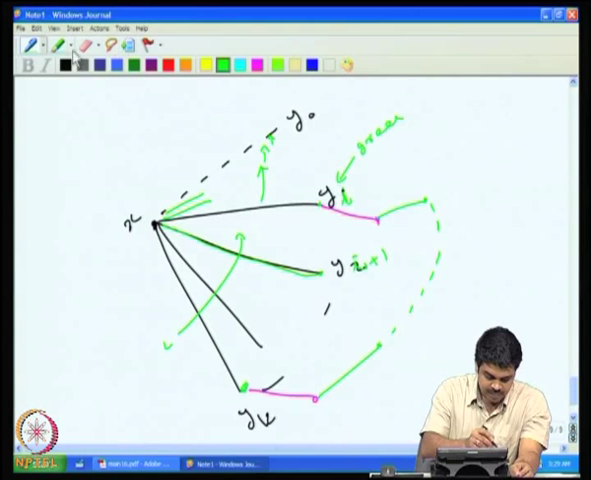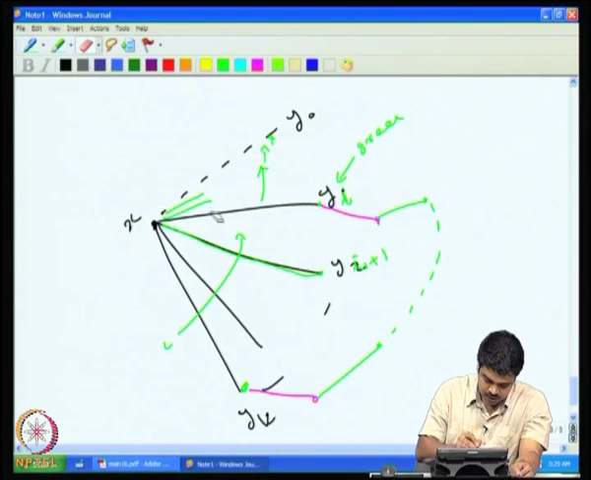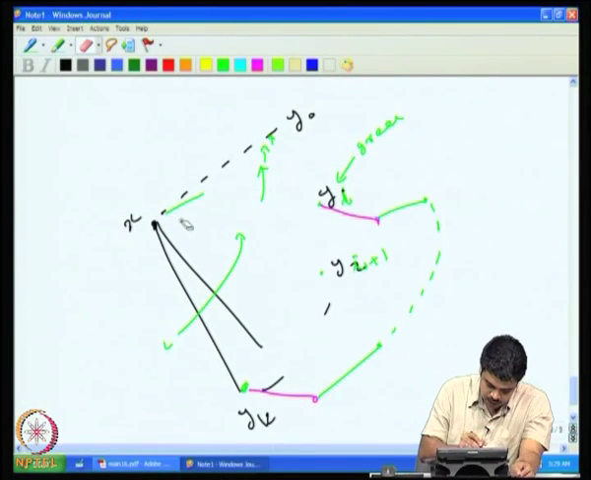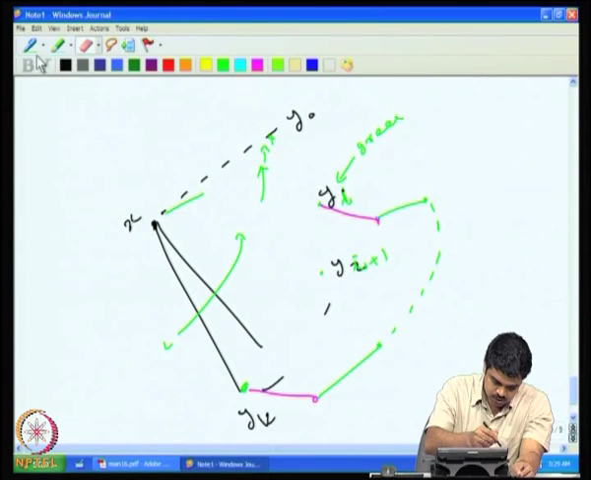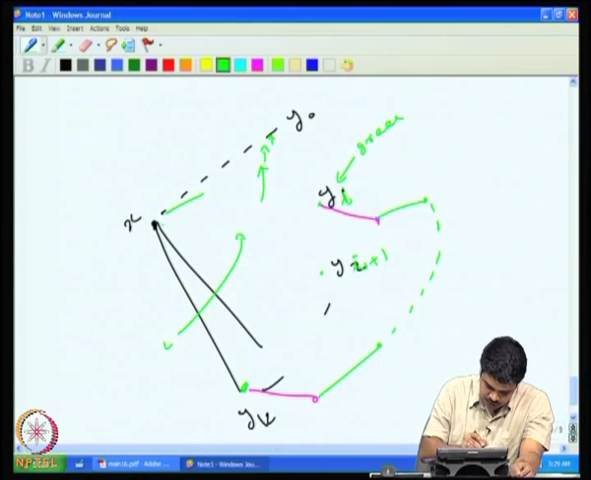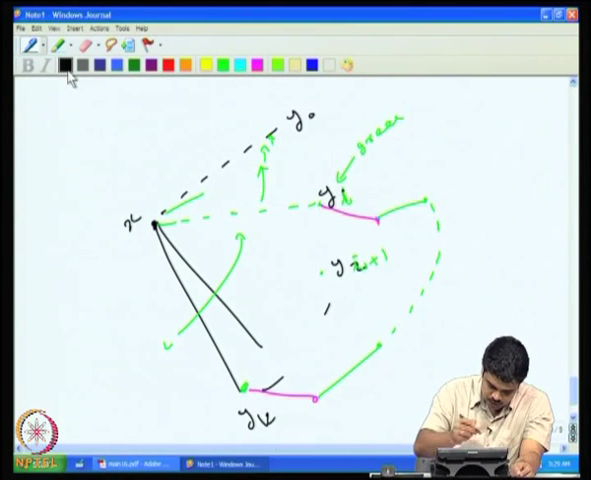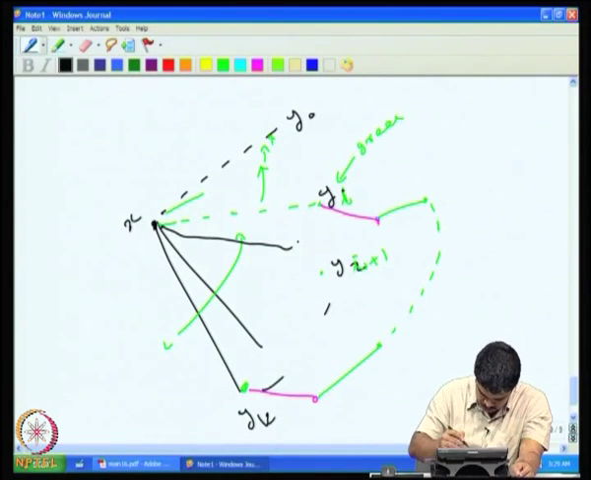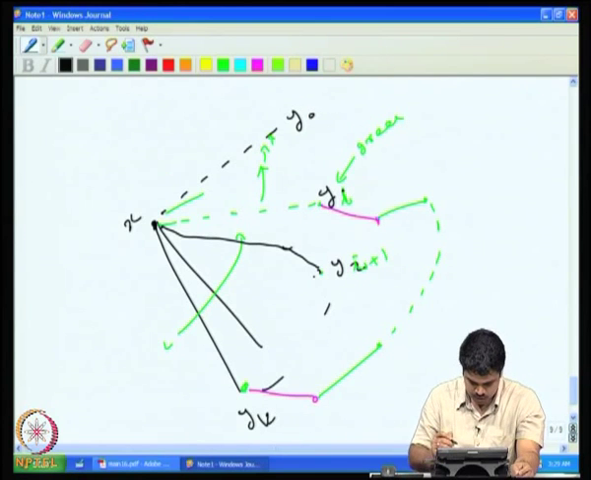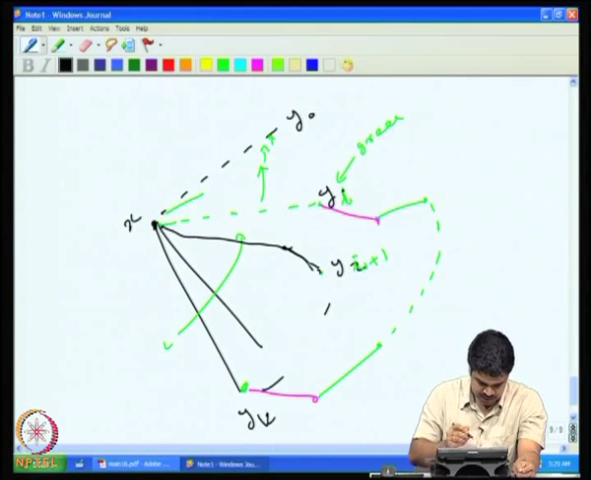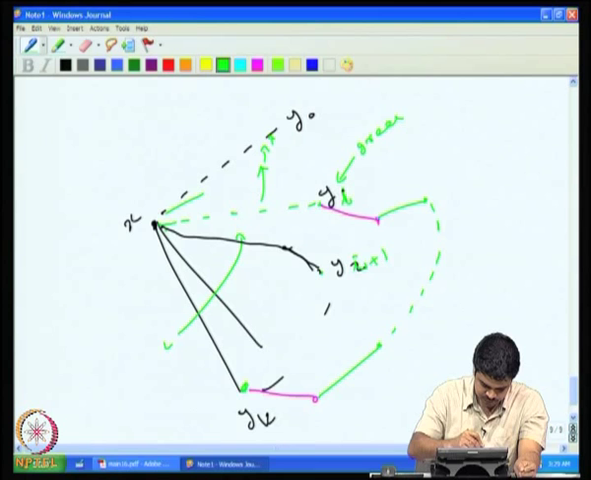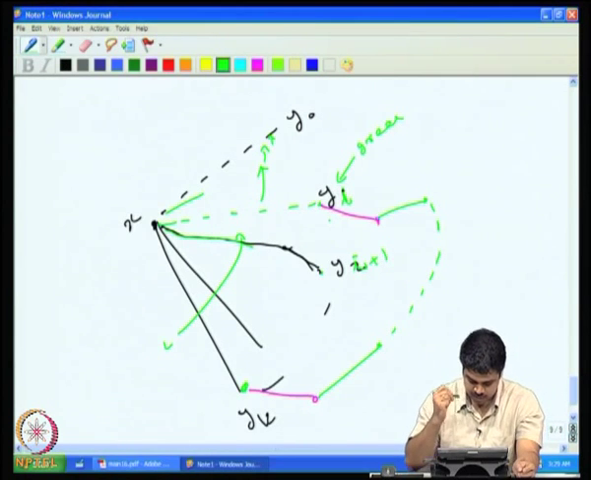So that means this will become empty. This will become empty. So this will become empty. Yeah, this will become empty, and this will be as such, you know, this is the green color here. For instance, this is the green color here, this will become empty.